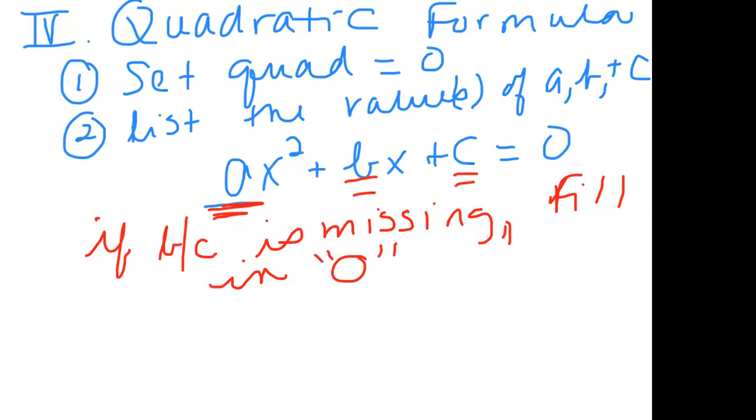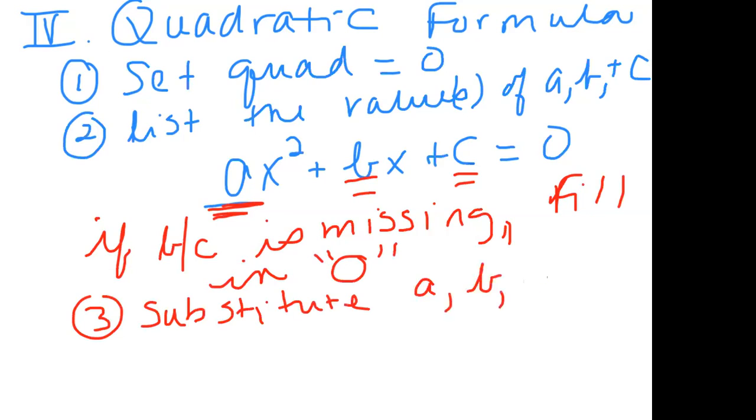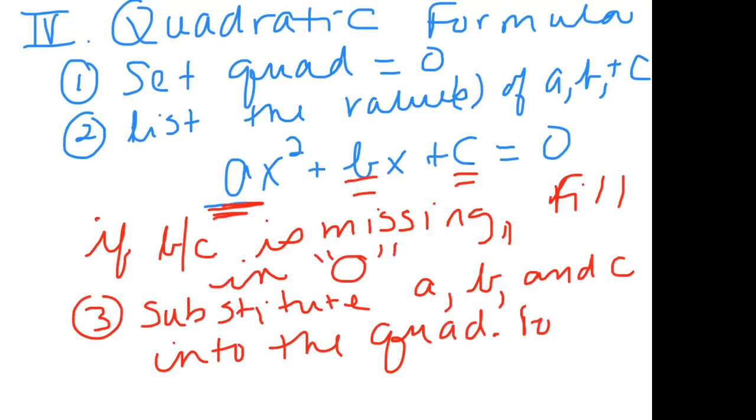So guys, once you have this taken care of, the next step is to go ahead and substitute A, B, and C into the quadratic formula. And I'm going to have to erase all of this so I can show you the quadratic formula. And of course, let me go ahead and stick number 4 right here. Simplify, that's the last step. I'll show you the quadratic formula in a minute.